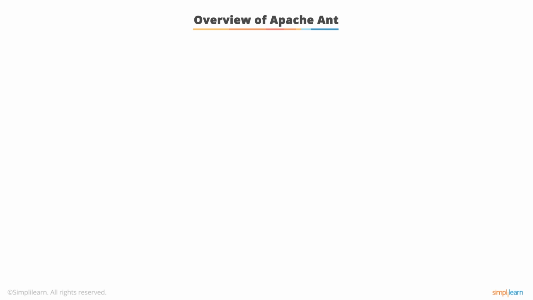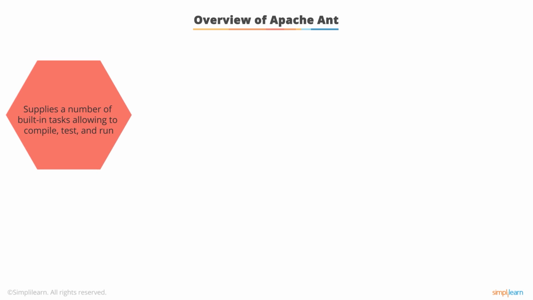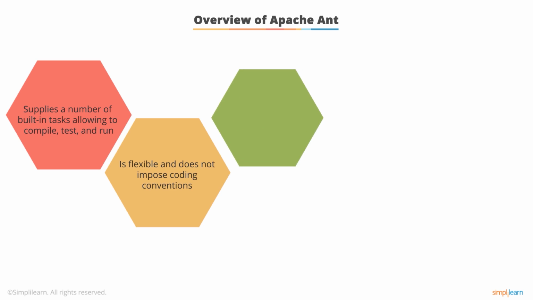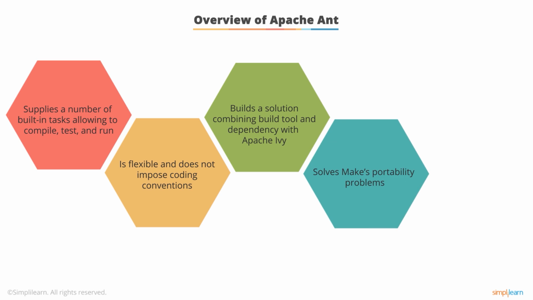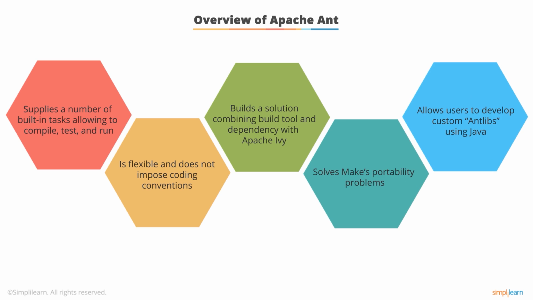Let's take a look at some of the distinct features. Apache Ant supplies a number of built-in tasks that allow it to compile, test, and run code. It's flexible and does not impose coding conventions. It builds solutions by combining build tools and dependencies with Apache Ivy. It solves Make's portability problem. And users can develop custom Ant libs using Java. And finally, you can use Ant to pilot any type of process.